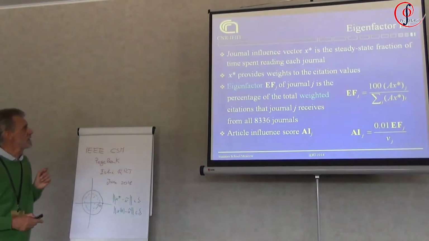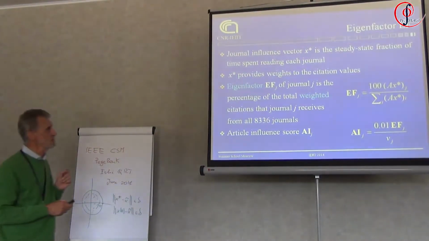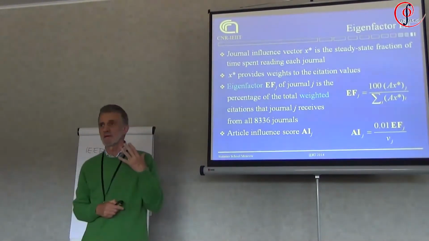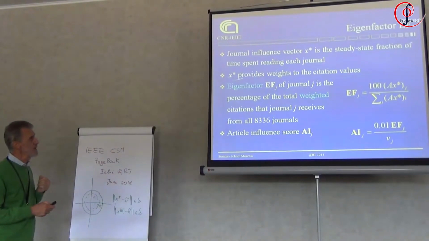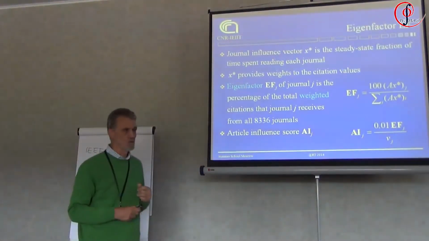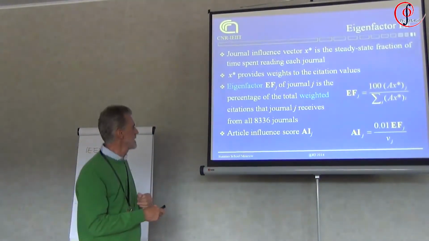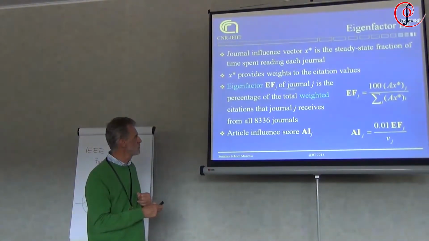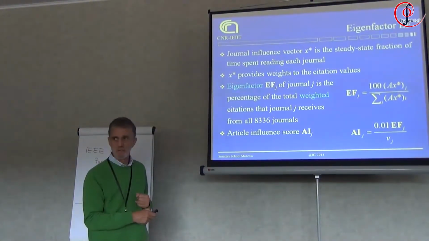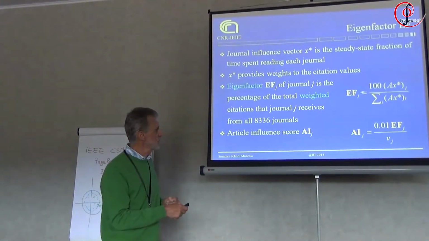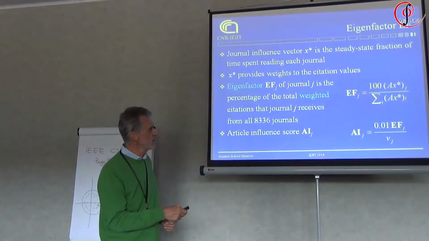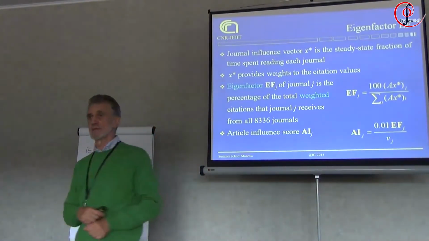Okay, in fact, the journal influence vector represents the steady-state fraction of time spent reading each journal. X star provides the weights to the citation values. And then they define the so-called eigenfactor, which is a normalization link. So the eigenfactor of the journal J is the percentage of the total weighted citation that the journal J receives. In the definition of the eigenfactor of J, they multiply by 100, and then they take A X star, the Jth component, and then they suitably normalize.